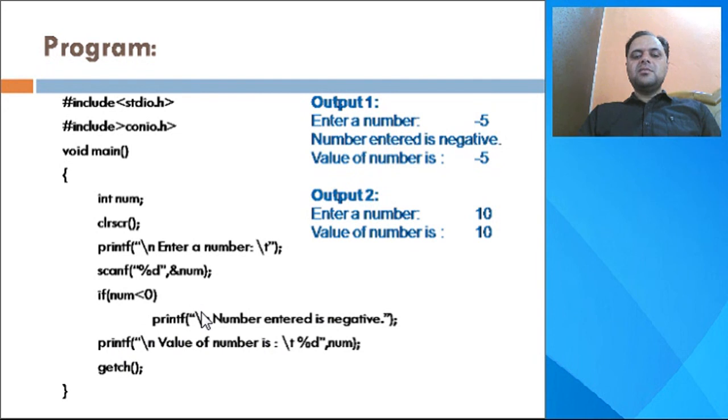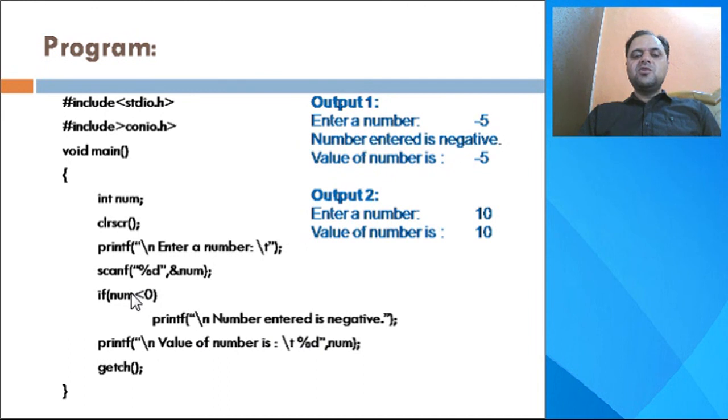Again, for the second output, I will compile and run the program again, and now I have entered 10. So this condition becomes false. It will not enter here. So this statement will not be executed, and number entered is negative will not be printed. Only the value of number is 10 is printed, because this statement is outside the if.